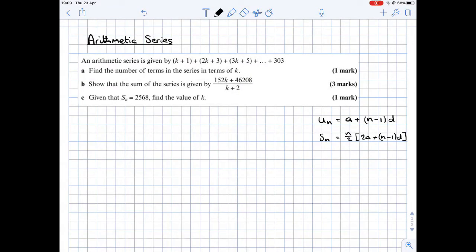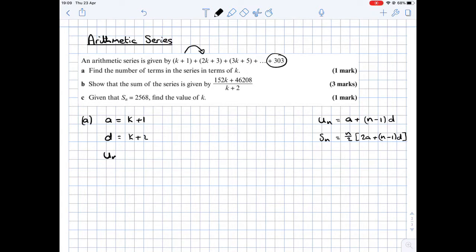In this question on arithmetic series, it looks a bit trickier. We've got lots of algebra going on, but we do know for the first bit, as you can see, I've also written down the formula on the right hand side. Looking back at the question, we know that the first term is k plus 1, and hopefully it's not too difficult to work out that the common difference is k plus 2. We also know that the final term is 303.